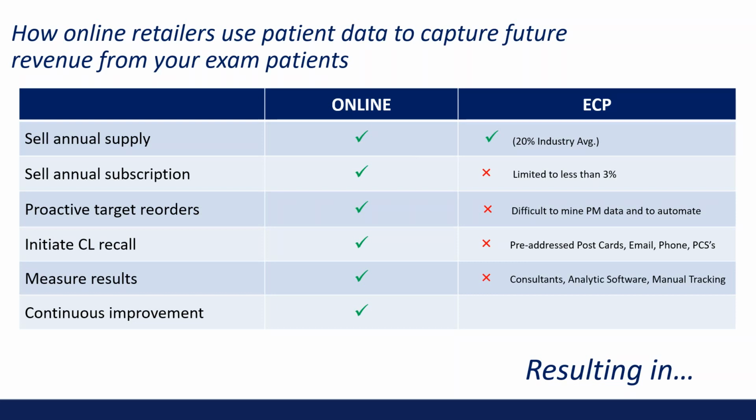They're doing a great job at measuring results, and ECPs are having to rely on expensive consultants, analytics software that costs a handsome monthly fee, or doing it manually, which then calls into question the accuracy of it. And they're also looking to continuously improve. But then how can the ECPs really go about doing that if their data is not accurate?